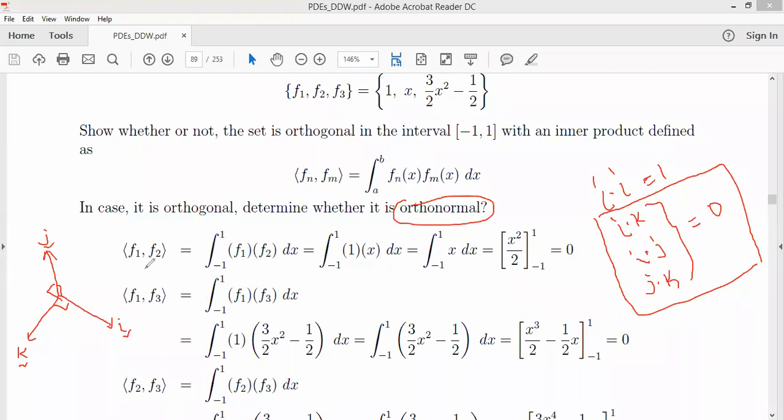Then we check. So if any of these is not 0, then we can deduce that the given set is not orthogonal. Okay.